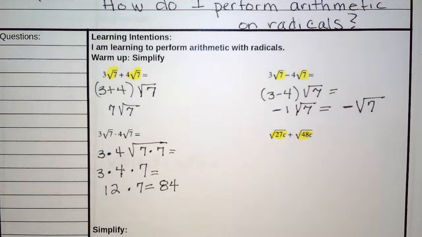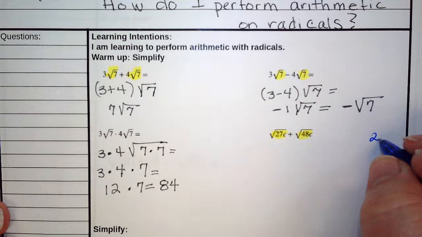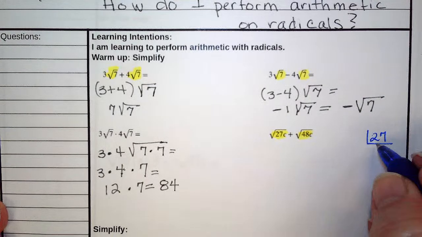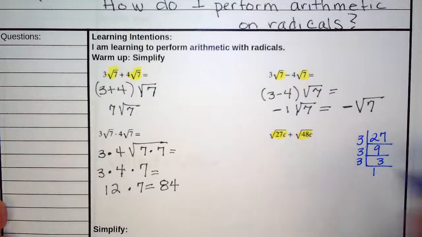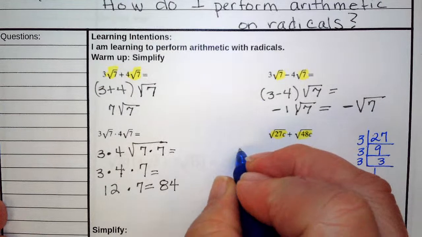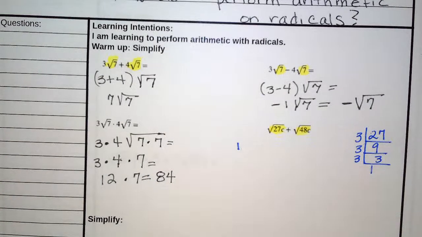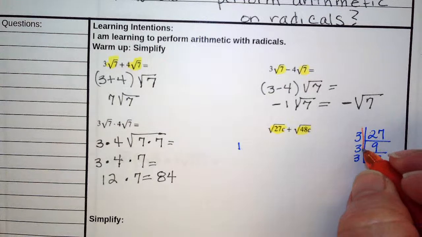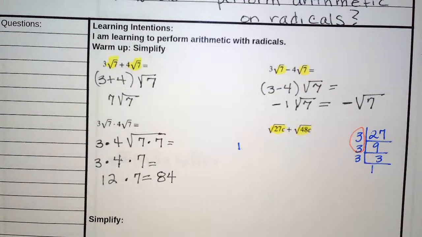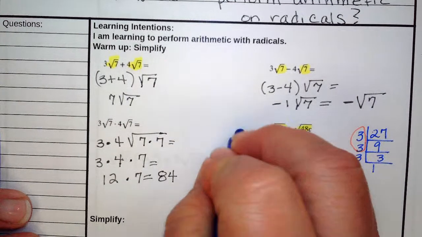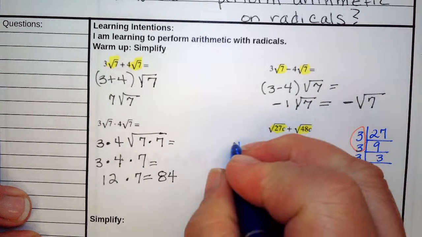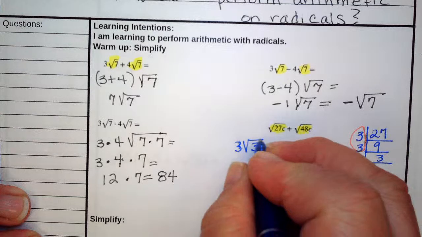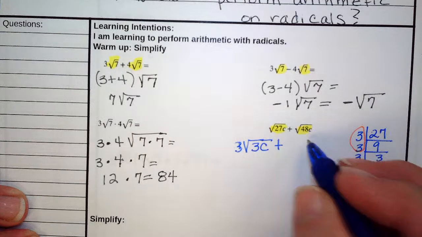If we're looking at simplifying the square root of 27, we're doing that ladder division. 27 is divisible by 3, I get 9. 9 is divisible by 3, I get 3. 3 is prime, 1, and I'm done. So I've got one pair of 3s I can bring out. And this becomes 3 square root of 3c.